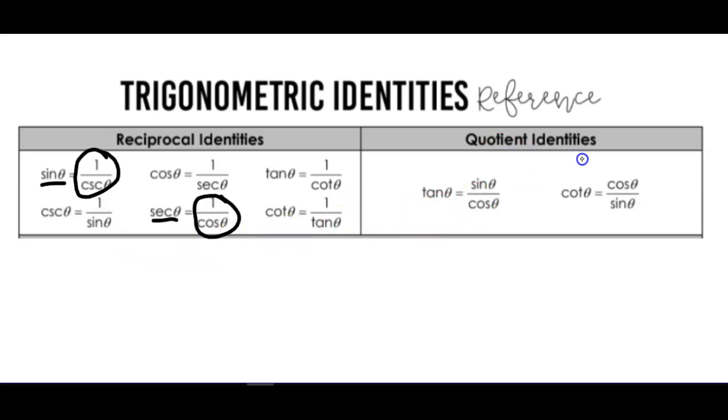Quotient identities I talked about a lot when we were doing unit circle stuff. Tangent is sine over cosine, and cotangent is cosine over sine. Part of your work this week is to fill in a flip chart where you just have to drag and drop all these identities into the right spots. So this page right here will help you, as will the reference sheet.